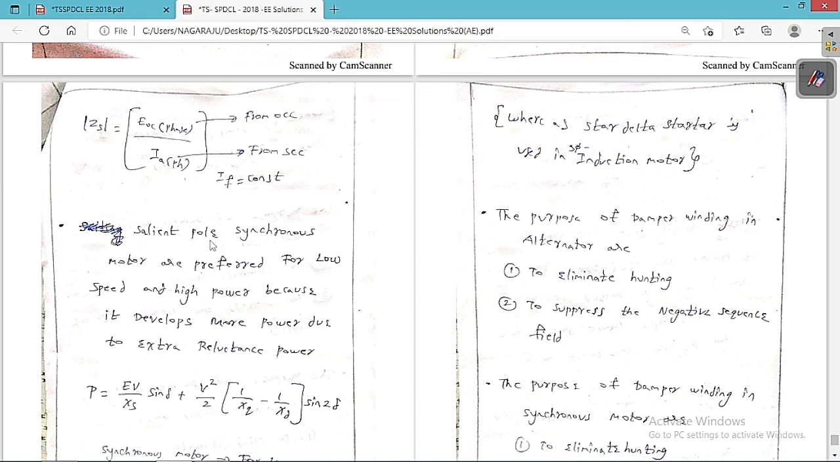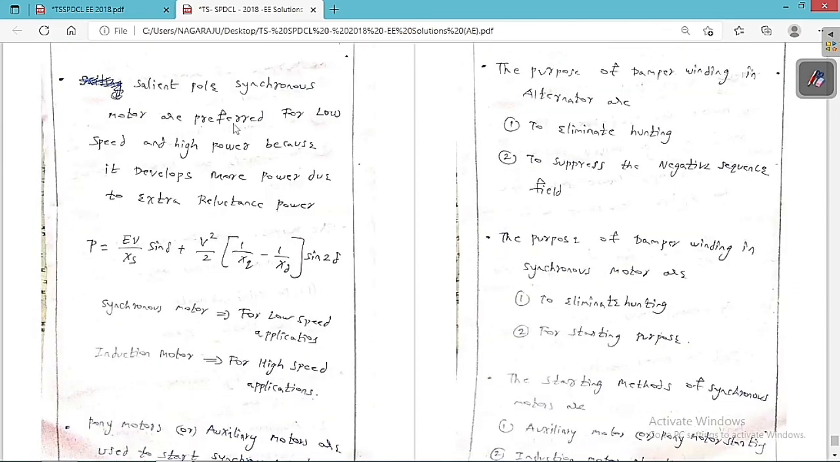Salient pole synchronous motors are preferred for low speed and high power because they develop more power due to extra reluctance power. I already told you salient pole synchronous motors are basically used for low speed applications, whereas induction motors are used for high speed applications. So that is the reason induction motors are more popular than synchronous motors.